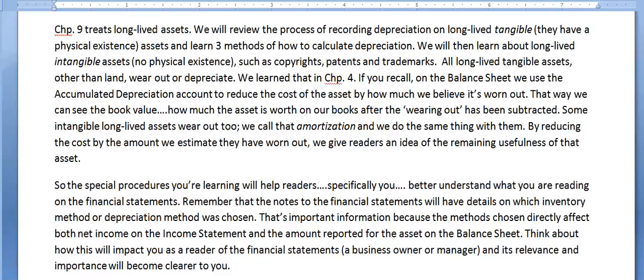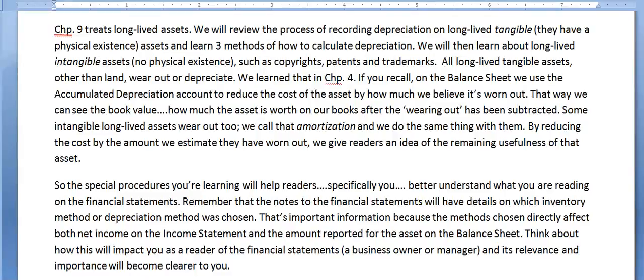We call that amortization, and we do the same thing with them. By reducing the cost by the amount we estimate they have worn out, we give readers an idea of the remaining usefulness of that asset. So the procedures you're learning will help readers, specifically you, better understand what you are reading on our financial statements.